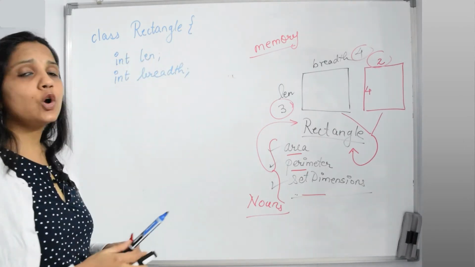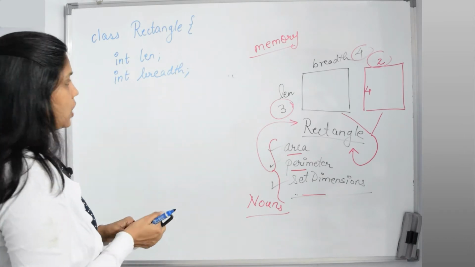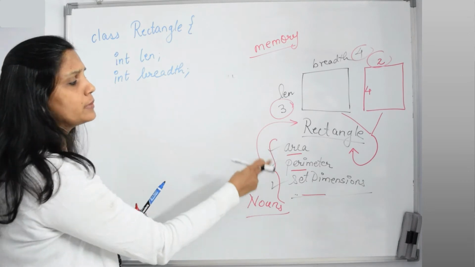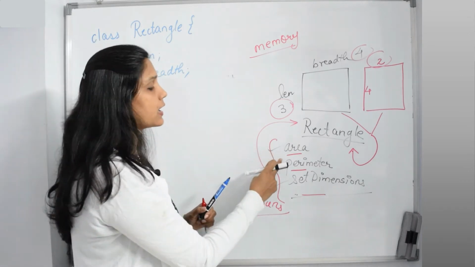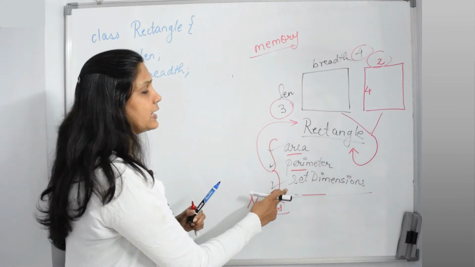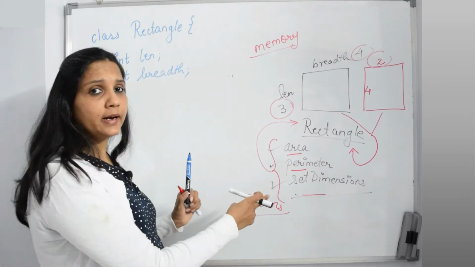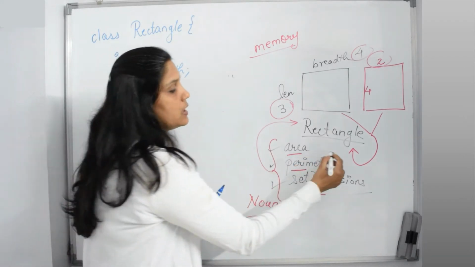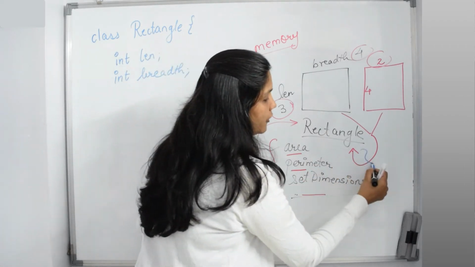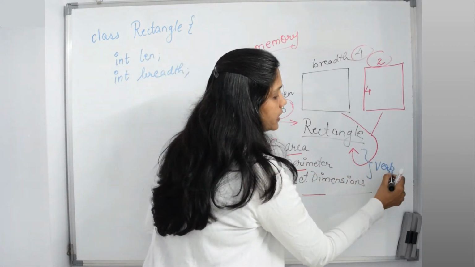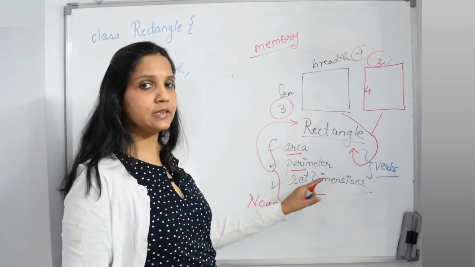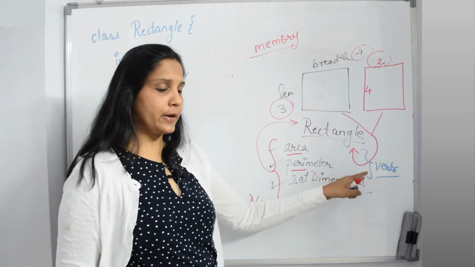Remember, they go within the class. Now, I want to have these methods because they perform some operations: calculating area, calculating perimeter, setting the values for length and breadth that set dimensions. Because they are doing something.